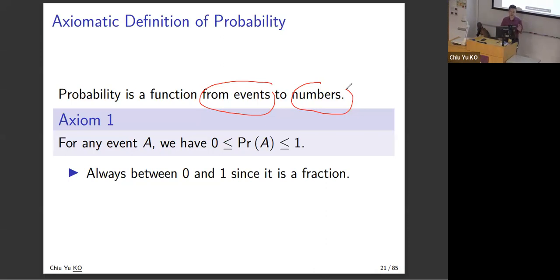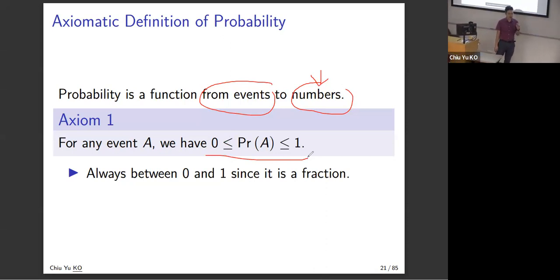The first axiom is very natural. As we expect, we put a restriction on what kind of number you can give me: you must always give me a number between 0 and 1. That coincides with our definition in the classical sense, because it's frequency, and frequency is always between 0 and 1. So axiom 1 is very natural. Probability is a function: you give me an event, I give you a number I call probability, and it is always between 0 and 1. That's the first axiom. We have 4 axioms, and this is the first one.